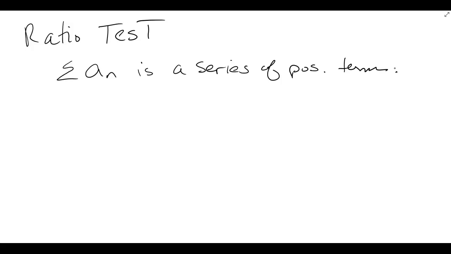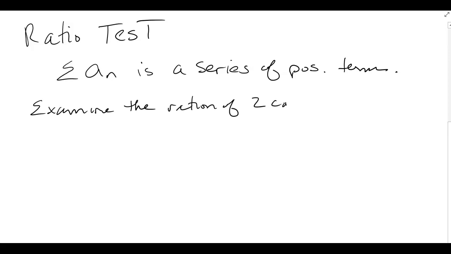What you're really doing is examining the ratio of two consecutive terms, and it's very specific to consecutive terms. It's not like the limit comparison test, where it didn't matter whether we put our original series a sub n over b sub n or b sub n over a sub n. We just needed to know we got a constant, a finite positive value as an answer. This one's going to matter.